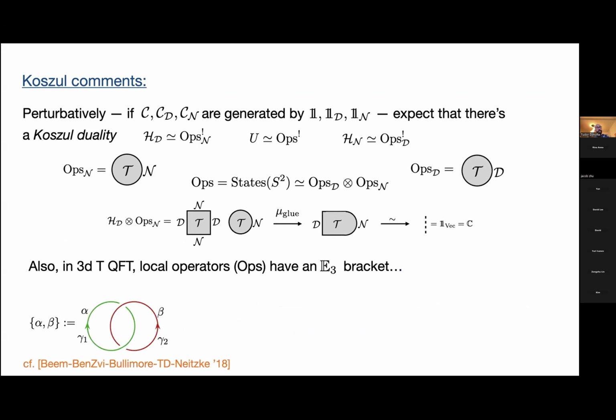The other last thing I wanted to mention related to last time, and again this is in cases where this is technology that's useful: local operators in a 3D topological theory have an E3 bracket, or in cohomology a Poisson bracket of degree -2. Is that a useful or familiar statement?